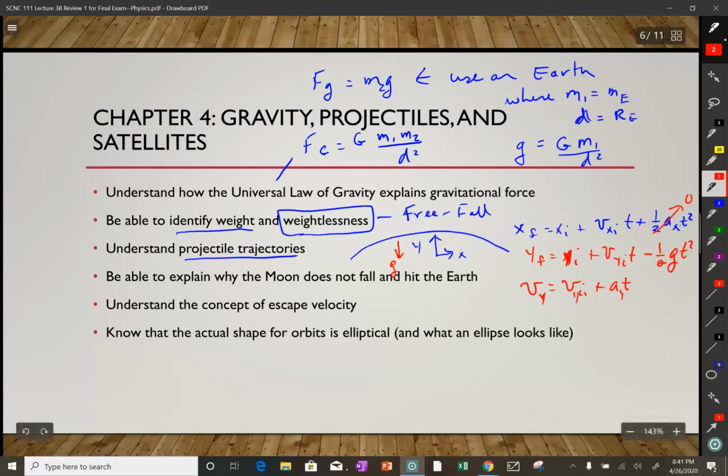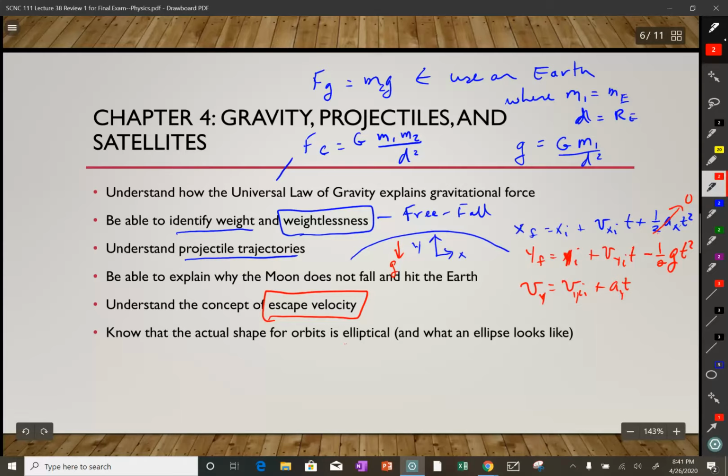Now, escape velocity, that's not a really big thing for us to know, but escape velocity is when you have enough kinetic energy to convert all of your kinetic energy into potential energy and get away from the Earth and still have a little kinetic energy left.